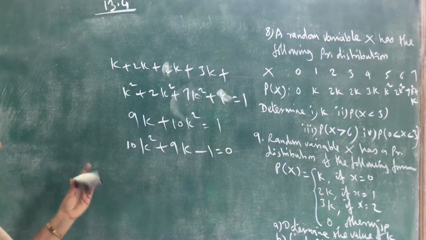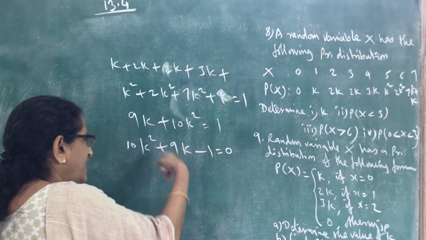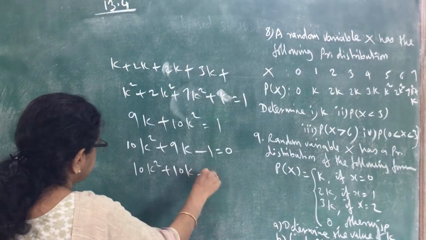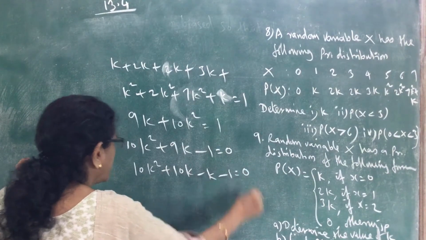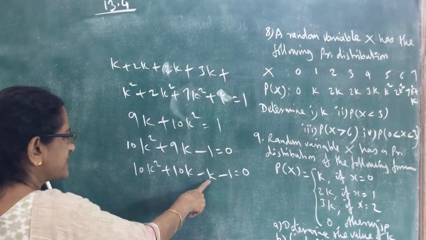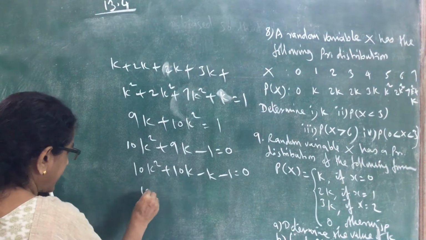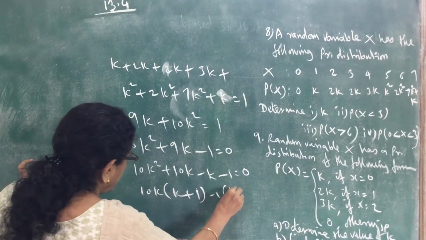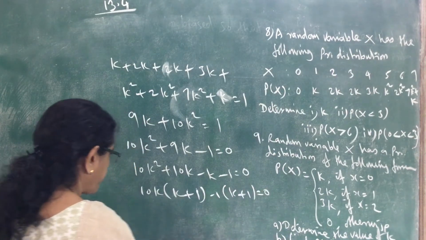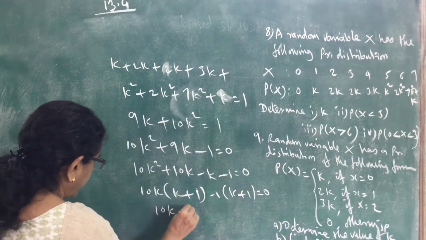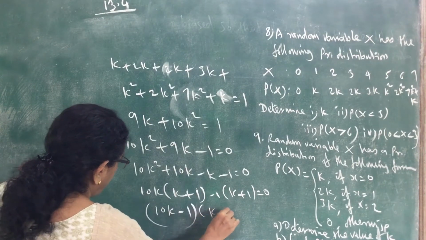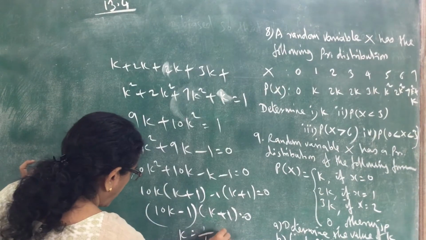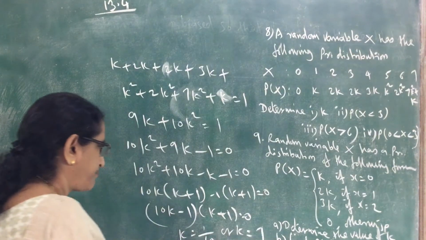Now we can find 10 into minus 1. So we can split the middle term: 10k square plus 10k minus k minus 1 equal to 0. 10k minus k is 9k. So we can write 10k into k plus 1 minus 1 into k plus 1 equal to 0. So 10k minus 1 into k plus 1 equal to 0. Therefore k equal to 1 by 10 or k equal to minus 1.